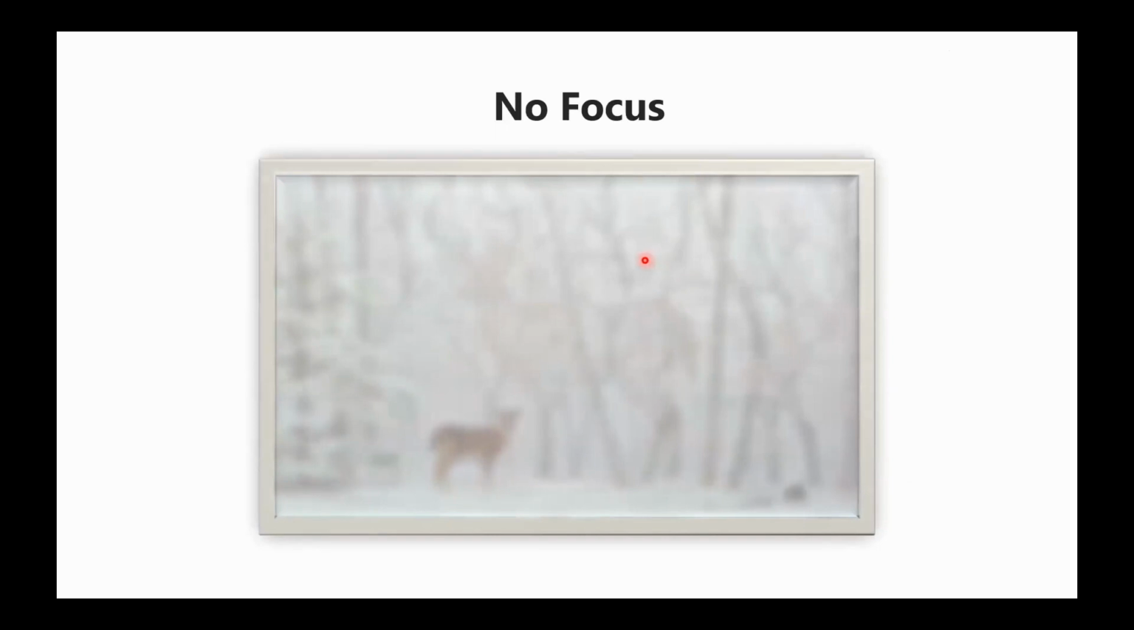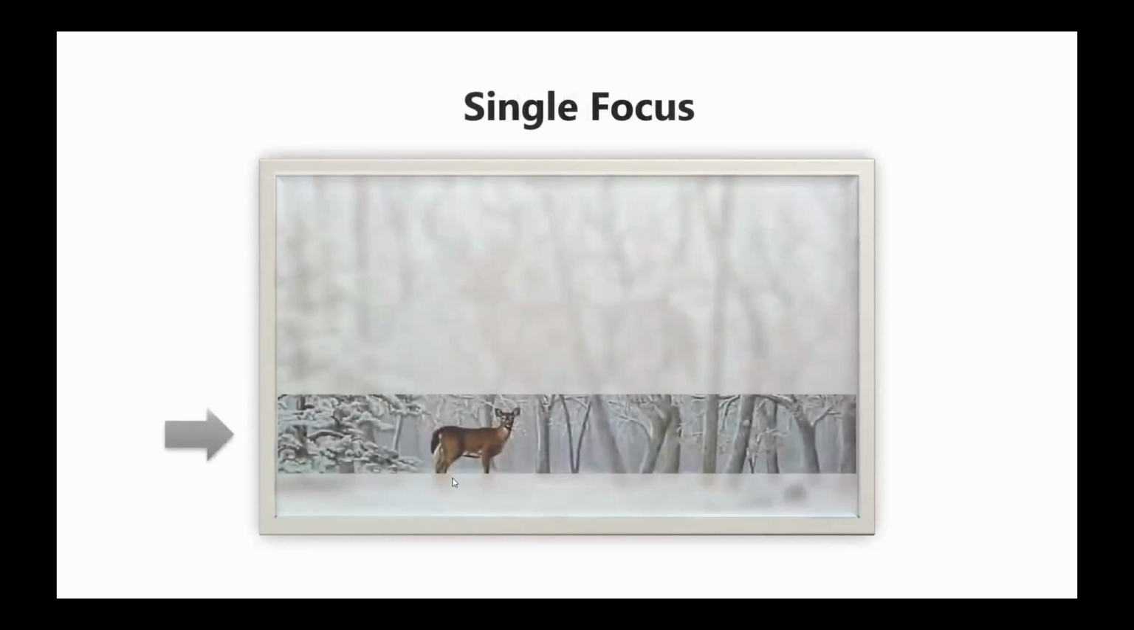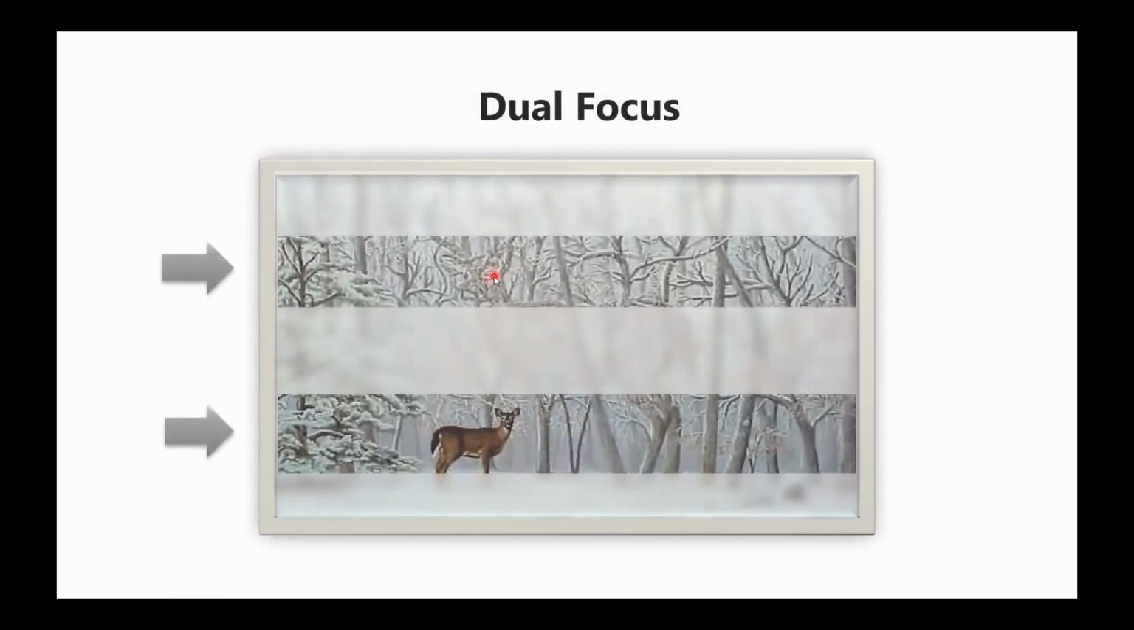Another explanation: you can see this image here, but with no focus. Okay, let's apply one focus. When we apply one focus, we can see the image in detail, but the other parts of the image cannot be seen. What if we apply dual focus? You can see here that we can see another part of the image.